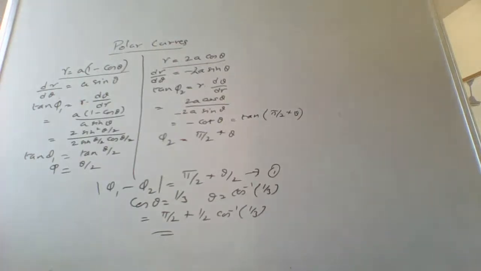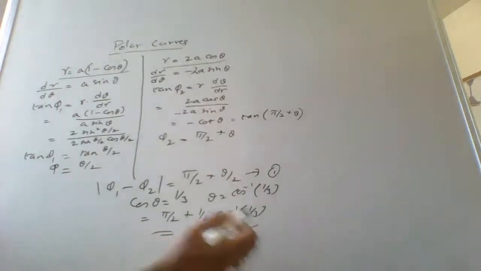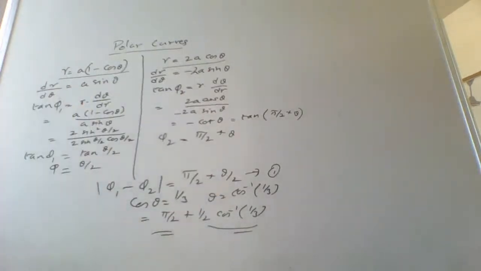Also, the angle between these curves is evidently obtuse, and the acute angle of that would be half times cos inverse 1 by 3.